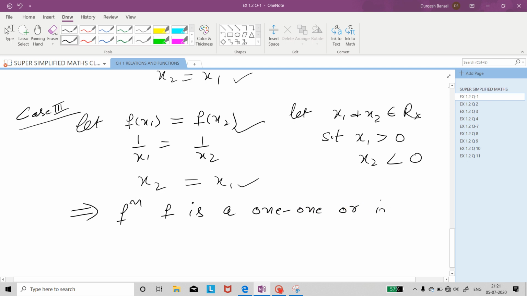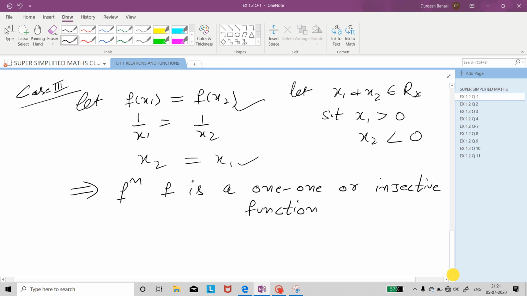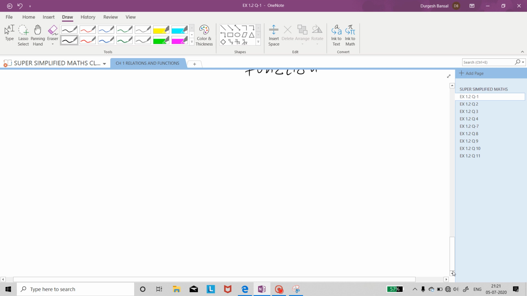or injective function. So if anyone has got any doubt that this function is not 1-1, then you should come up with one example which should prove your assertion. If you say the function is not 1-1, you should have one example to prove your statement. But I could not find any such example, so I assume the function is 1-1.